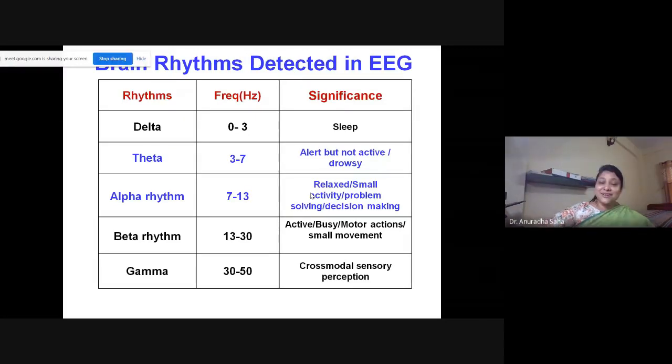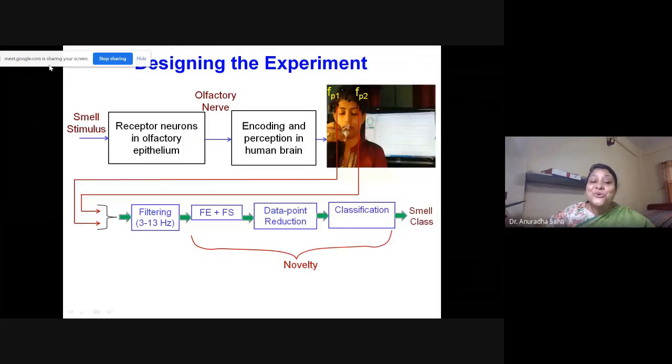So this is the problem definition, where you require these brain rhythms, the theta and alpha rhythms, which are needed whenever you are dealing with this olfactory perception problem. Now, if those two things are sorted, that means we have decided what the brain locations are, and we have decided what the frequency bands are that we are going to work with.